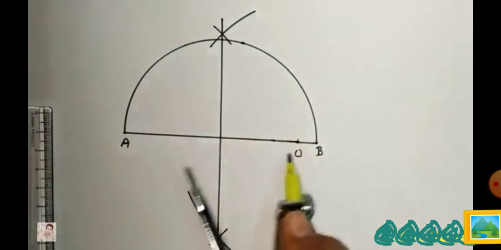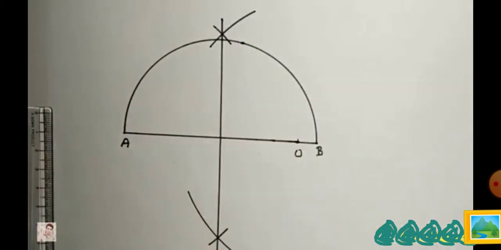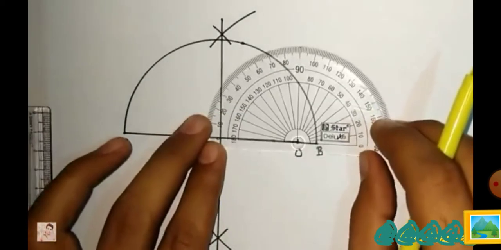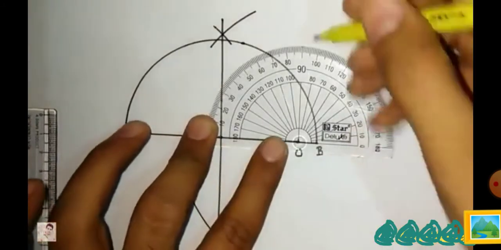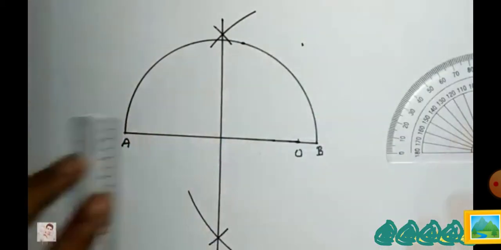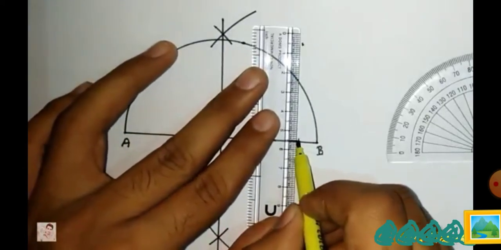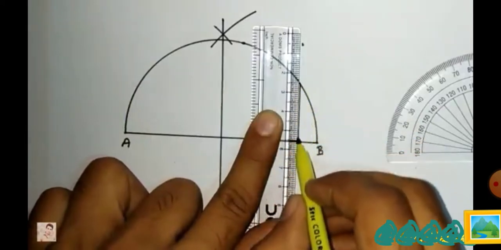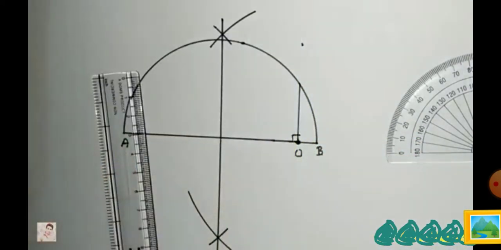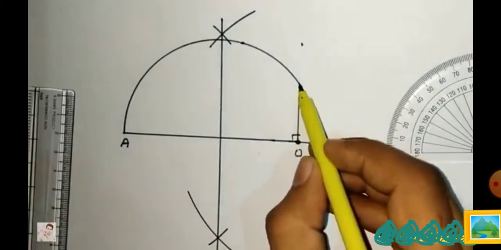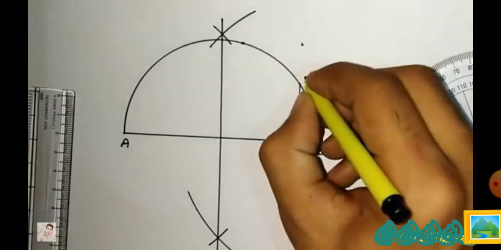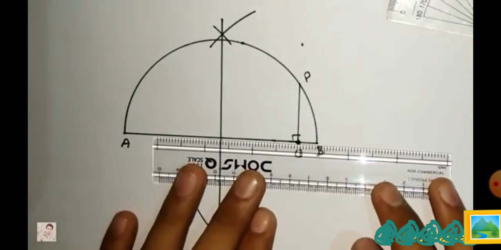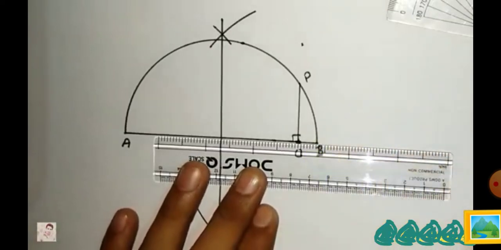Now using the point O, see children, now you should use the point O and construct 90-degree angle and join and mark P on the semicircle. You need not join the full line. Here up to semicircle you join and mark that point as P. Now OP is the square root of 9.3.